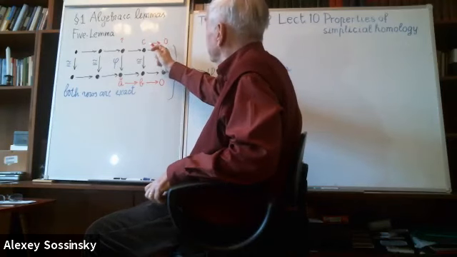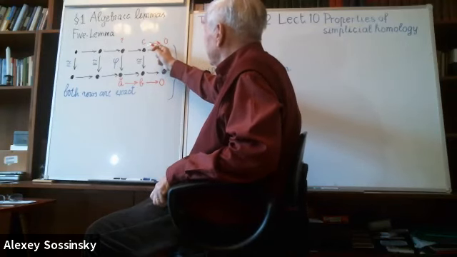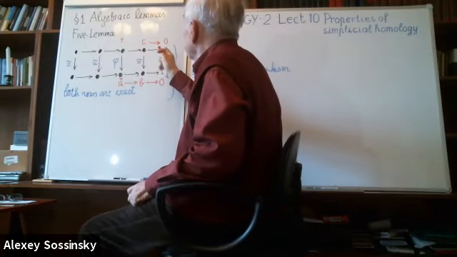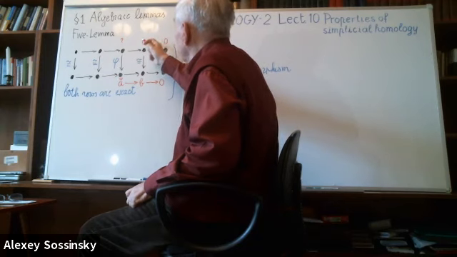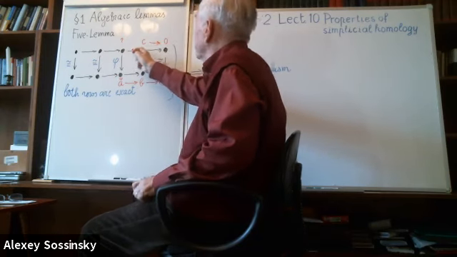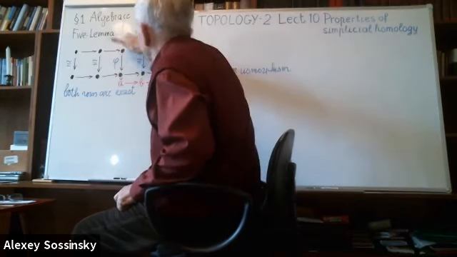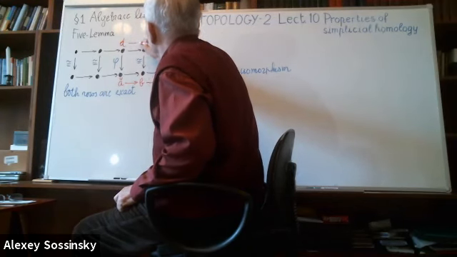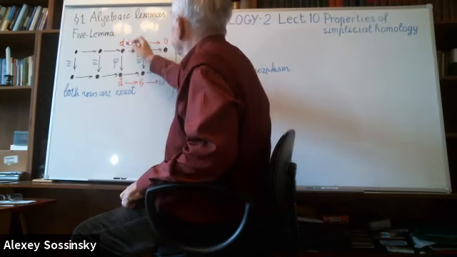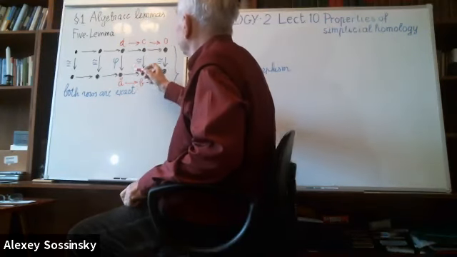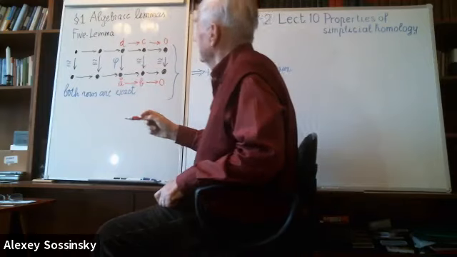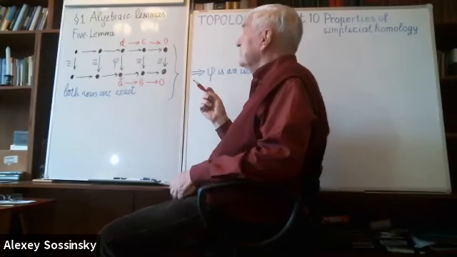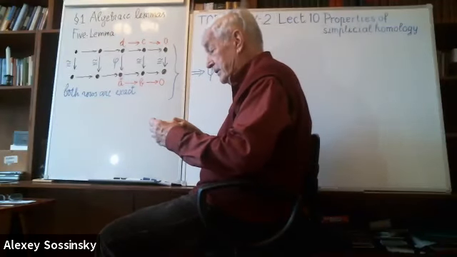Now C goes to 0. It means that it's in the kernel. Since the top row is exact, this means that C also belongs to the image of the previous homomorphism. So there is an element D that goes to C. And since this square is commutative, D is mapped to A, and we have proved surjectivity. Injectivity is proved in a similar manner.